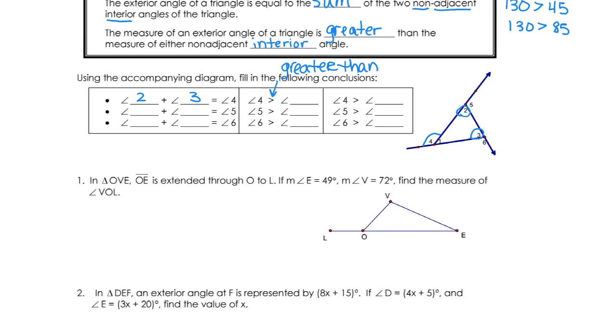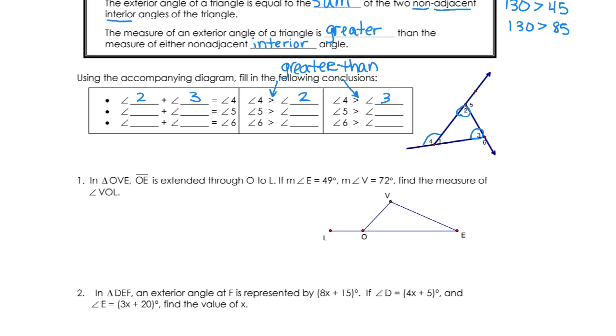Angle 4 has to be greater than angle 2. And in the next column, angle 4 must also be greater than angle 3. All right, in the next bullet, it's asking which two angles add up to angle 5.